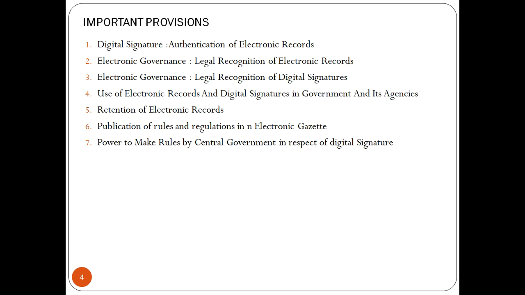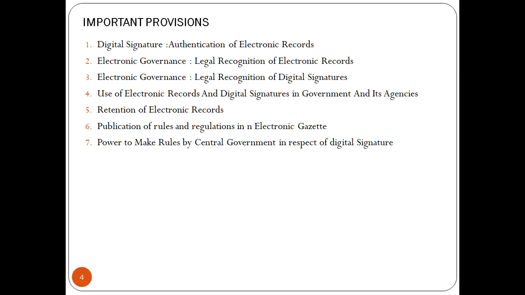Next one. Fourth one is the use of electronic records and digital signatures in government and its agencies. Because of the higher security associated with digital signatures and the many advantages of storing documents electronically, as opposed to paper, governments in many countries, including India, have passed laws and regulations encouraging the usage of digitally signed electronic documents rather than paper documents. In India, for instance, income tax returns, corporate returns, etc., are to be digitally signed and uploaded electronically.